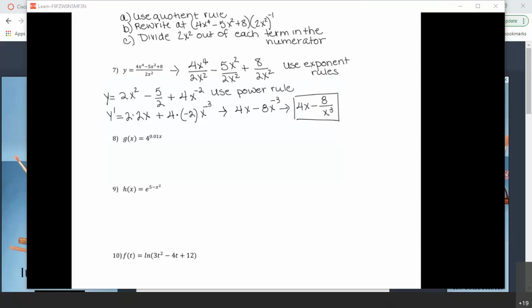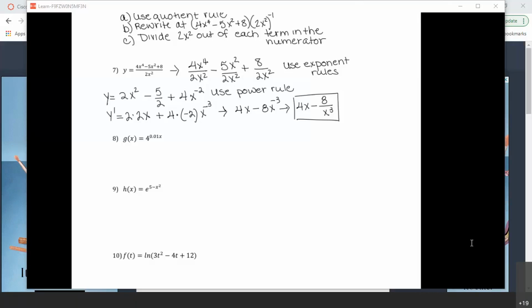Same answer for every way. They will be equivalent. They may not look the same, but you could manipulate them algebraically to become the same. Again, the point is do it the easiest way you can.